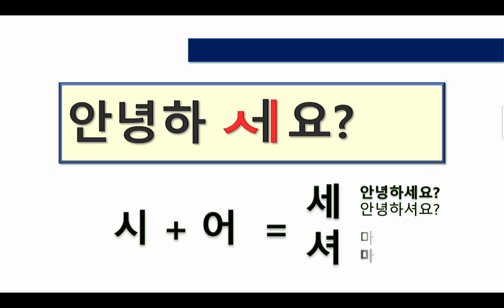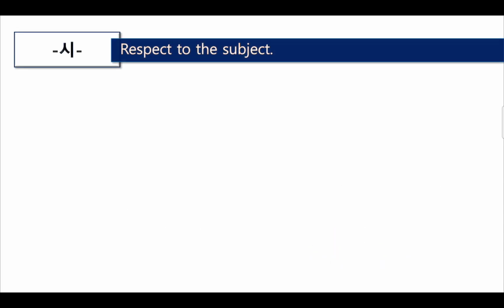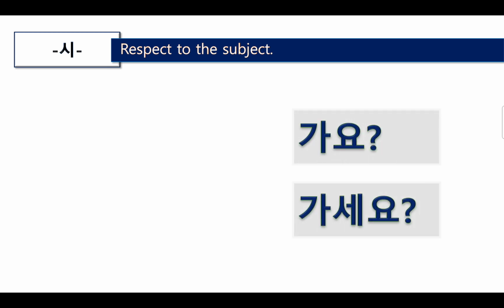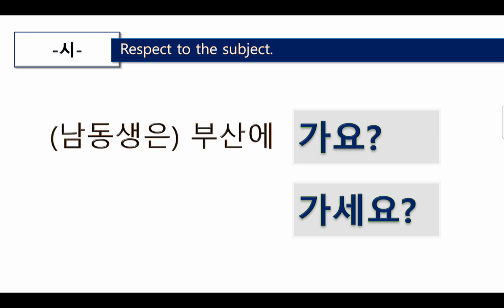How about 마시다? 마세요 is wrong. We never say 마세요. For 마시다, 마셔요 is correct. Okay, 마셔요. And 시, respect to the subject. 가요 and 가세요. What is the difference? 가요 is 가 plus 아요, right? 가세요 is 가 plus 시 plus 어요. So what is the difference? The subject is different.